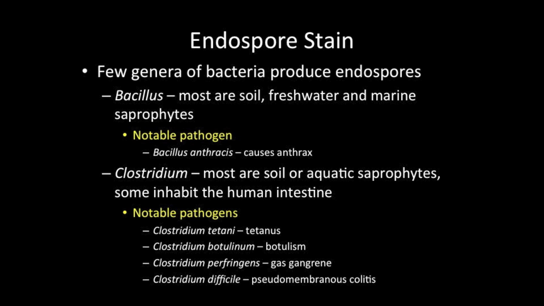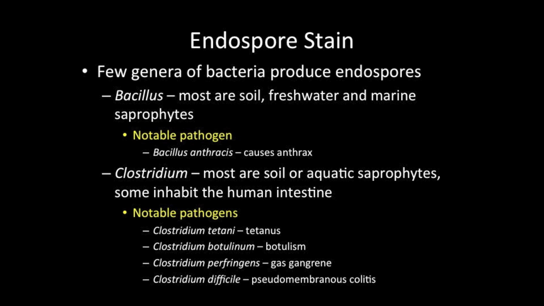Bacterial endospores are produced by only a few genera of bacteria. Two that you will become familiar with are the genus Bacillus and the genus Clostridium. Most members of the genus Bacillus are found living as soil, freshwater, or marine saprophytes. Saprophytes are organisms that feed on dead decaying material, therefore acting as decomposers. One notable human pathogen in this genus is Bacillus anthracis, the causative agent of anthrax.